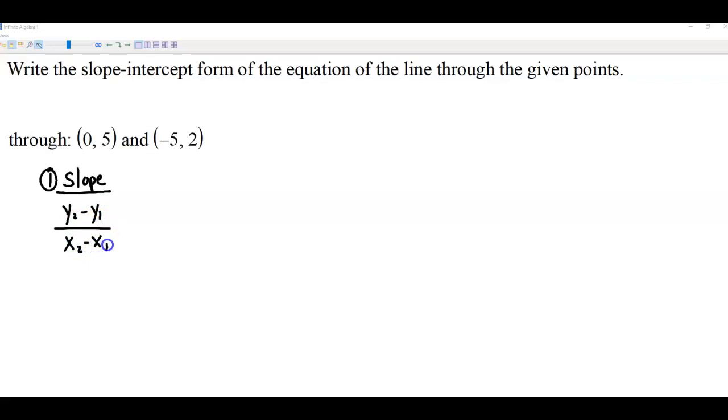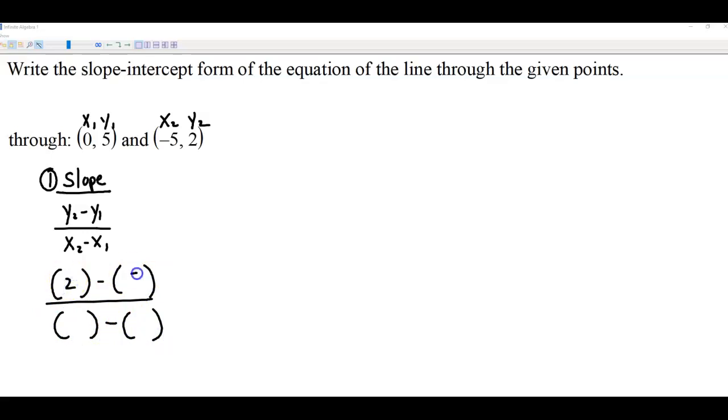But before we do that, it might be helpful if we label these points. So if I plug those numbers in where they belong, it will look like this. y2 minus y1 over x2 minus x1. And that gives me -3 over -5. And the double negatives there can cancel to give me just 3/5.